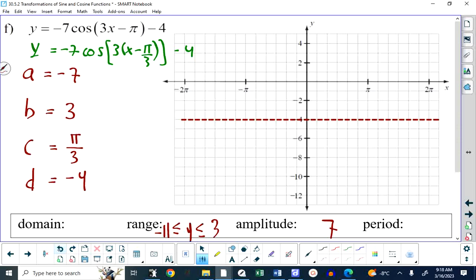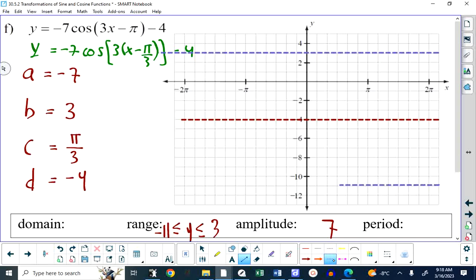And sure as shooting, if we go 7 above, we are at positive 3. If we go 7 below, we are at negative 11. And I would really hope that at this level, you don't need to count squares to know where you're going to land by adding 7.